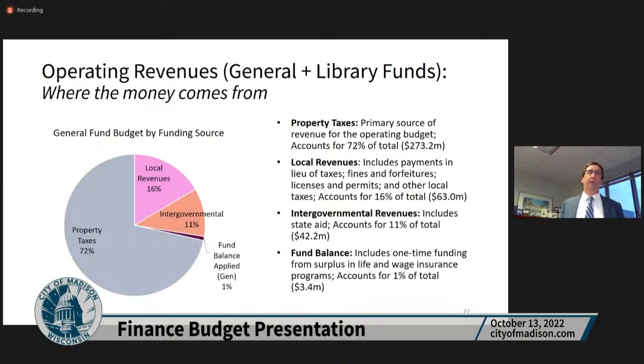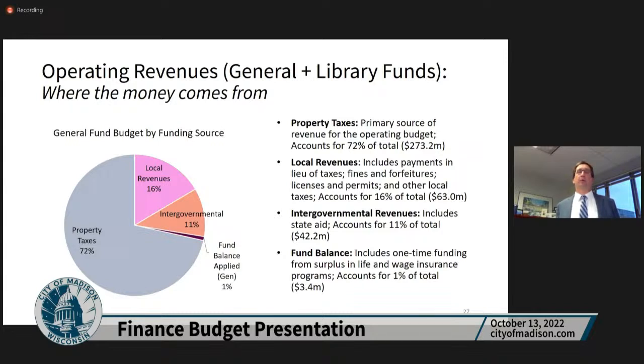So that's how the money is spent. How do we pay for those services? And in the general library fund, it really falls in three major areas. The largest being property taxes, which is a little over 70% of that revenue stream, followed by local revenues.